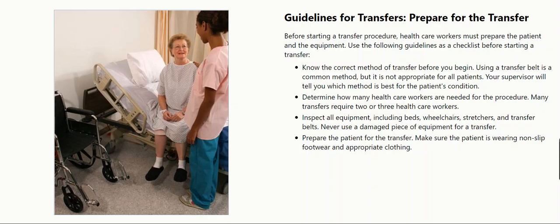Know the correct method of transfer before you begin. Using a transfer belt is a common method, but it is not appropriate for all patients. Your supervisor will tell you which method is best for the patient's condition.